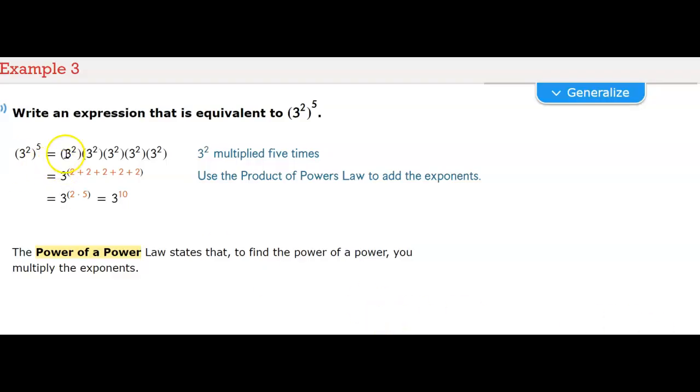Write an expression that is equivalent to the quantity of 3 squared to the 5th power. Okay, so we have 3 squared 5 times, which you see there, and then you add all of the exponents of 2, and that is 2 plus 2 plus 2 plus 2 plus 2, and that's 10, sorry. And so the power of a power law states that to find the power of a power, you multiply the exponents. So in this case, we're going to just multiply 5 times 2.